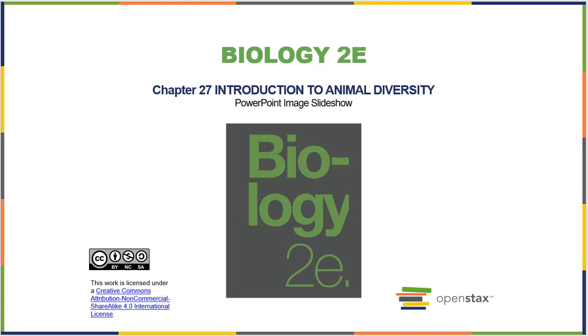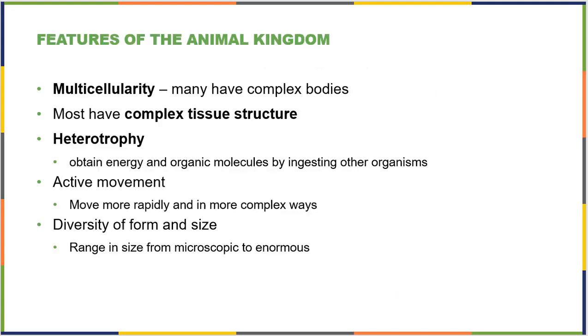Chapter 27 is an introduction to animal diversity. It takes a look at the features of the animal kingdom and then how we classify animals. So to be an animal in general, you have to show multicellularity, so you're a multicellular animal. Most have complex bodies, all but Porifera do, essentially, with complex tissue structure.